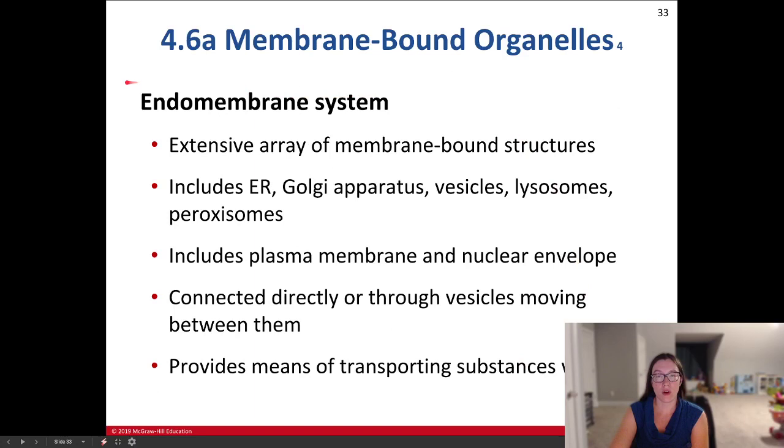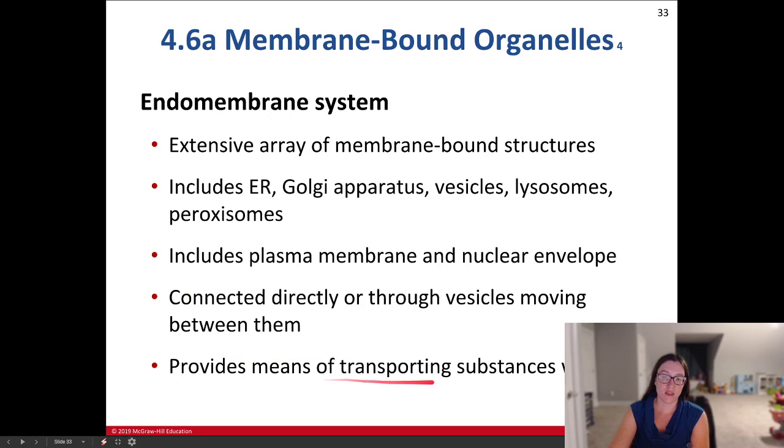All of these membrane organelles are going to participate in what's called the endomembrane system. So this is like the membrane system within the cell. This includes the smooth and rough ER, the Golgi apparatus, the vesicles, the lysosomes, and the peroxisomes, as well as the plasma membrane and the nuclear envelope. It does not include the mitochondria. The mitochondria is the only one that doesn't participate.